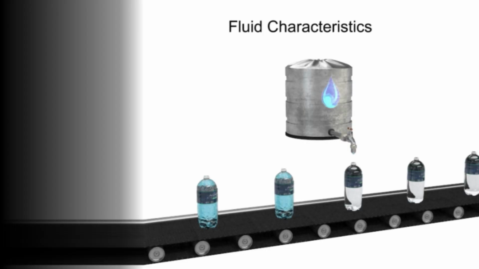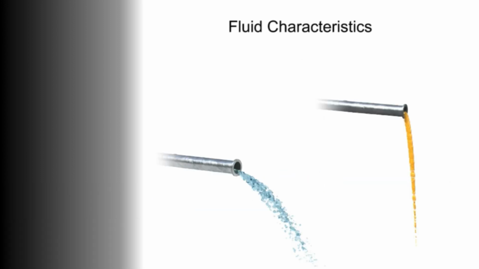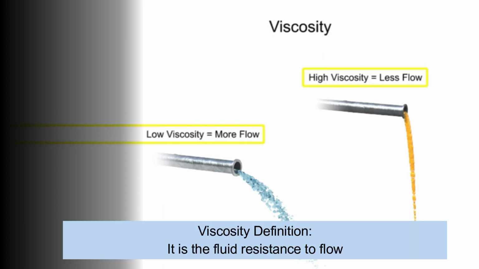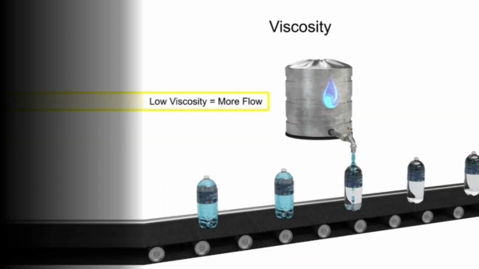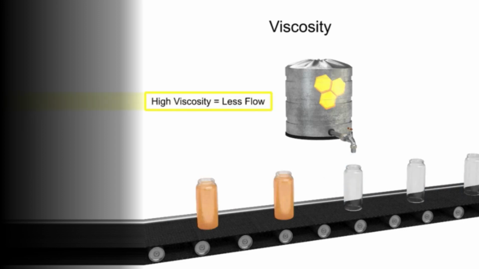Fluids used in mechanical systems come in many different types. The type of fluid chosen for a particular application depends on its characteristics. One of the most important characteristics of a fluid is its viscosity. Viscosity is defined as a fluid's resistance to flow. Fluids with low viscosity flow very easily. Water is a type of fluid with low viscosity. Fluids with high viscosity are more resistant to flow. Honey is a type of fluid with a high viscosity. Therefore, honey is more viscous than water.